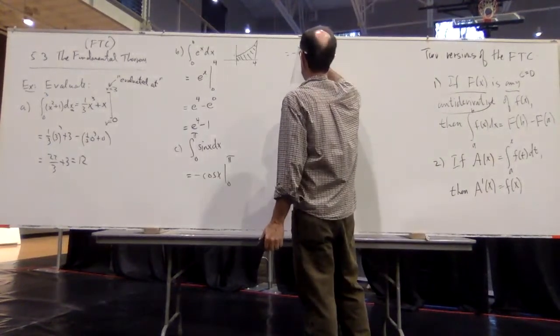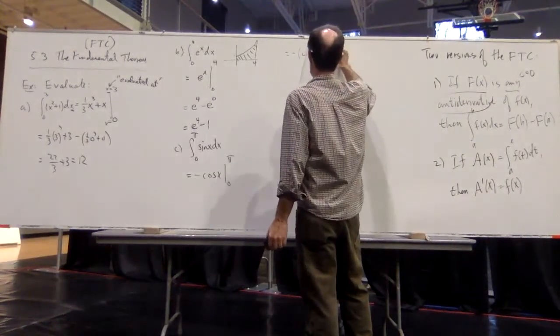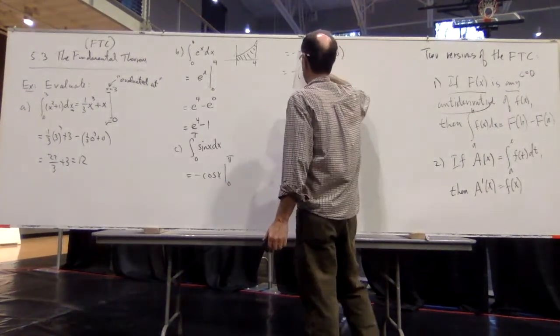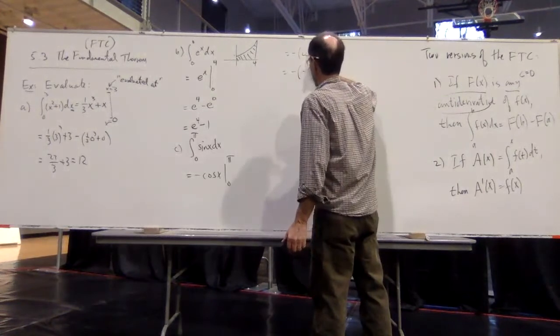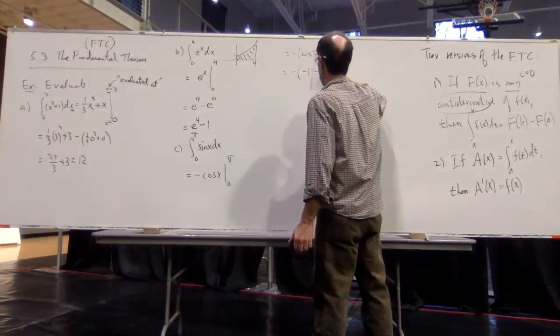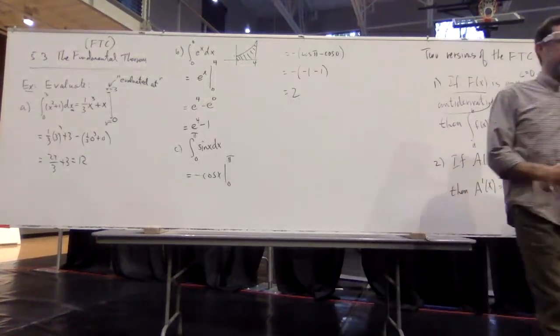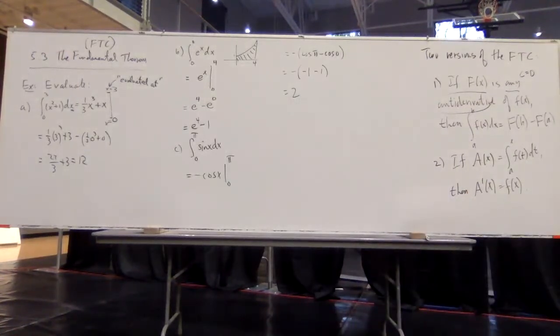Cosine pi minus cosine 0. What's the cosine of pi? Anybody know? And the cosine of 0? So plus 2. The value of the integral is 2, which is sort of interesting.